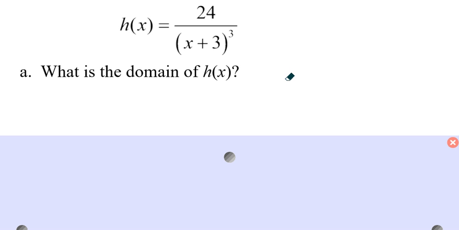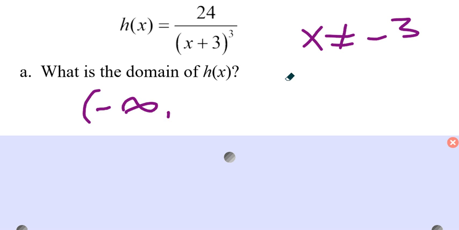So when I think about domain, I think about what can x be? So in this case, I know I can never divide by 0. So x cannot be -3, right? Because that creates division by 0. So x is everything but -3.